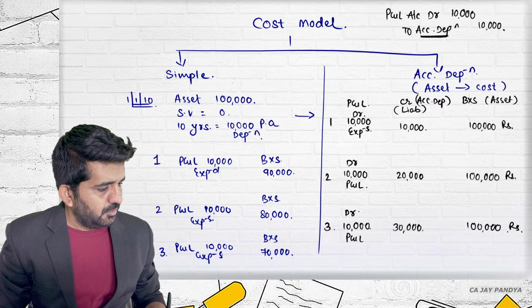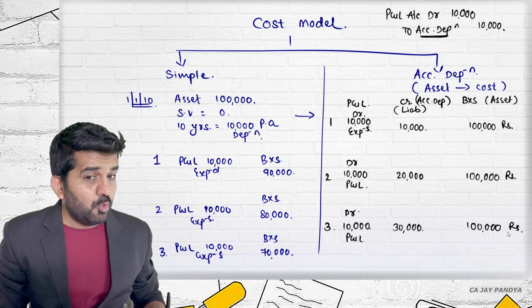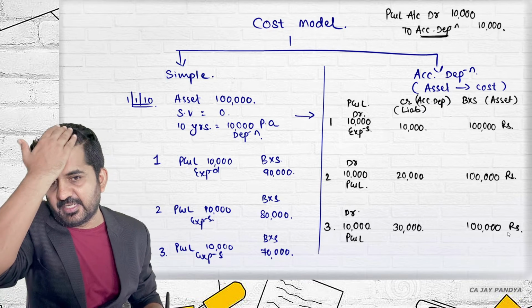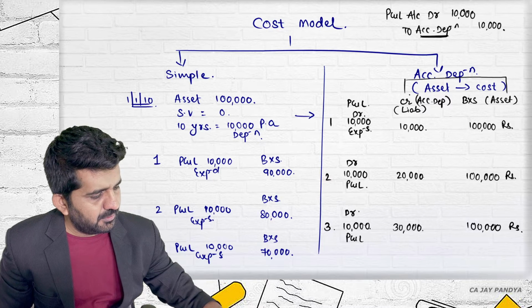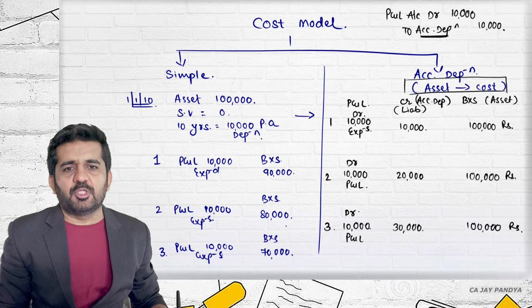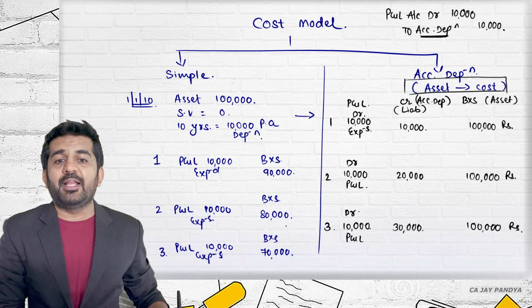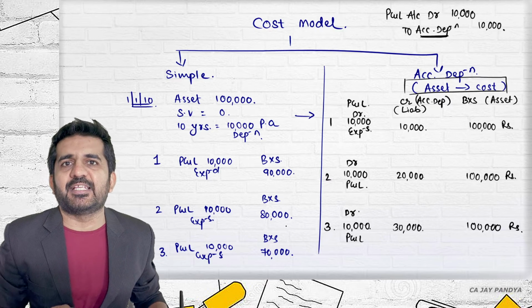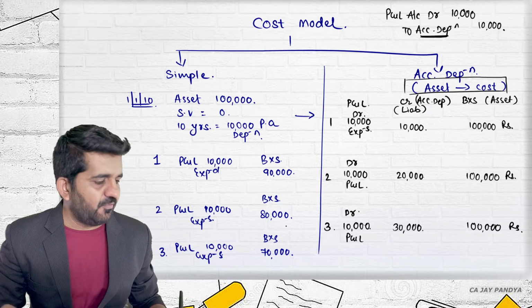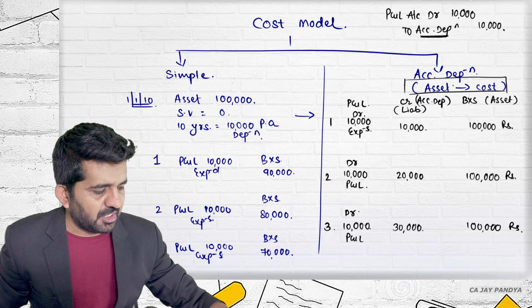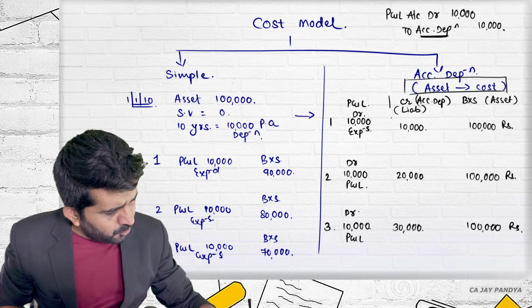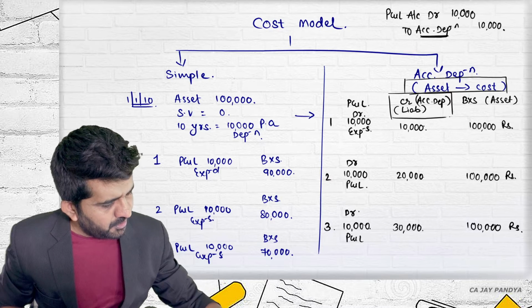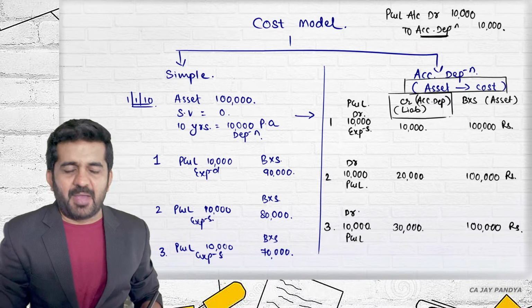Sir, 1 lakh rupees is the book value or the original cost of the asset? Original cost. Every year it will also be treated as book value, but book value is always the cost of the asset when you provide a method of depreciation, which is nothing but accumulated depreciation. Is it all right?